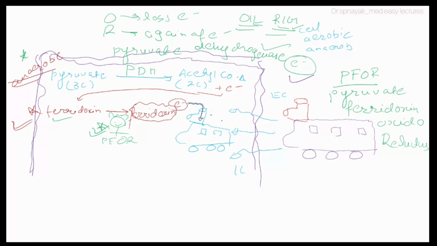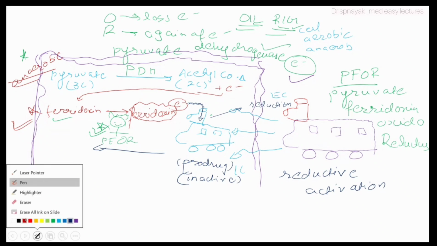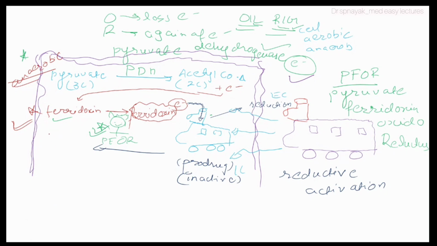So what happens after receiving an electron? Here it is receiving an electron, so it is going under reduction. We can say that it is having reductive activation. After receiving an electron, this nitro group becomes activated. So from the prodrug, that is from the inactive state, this metronidazole is converted to its active state.